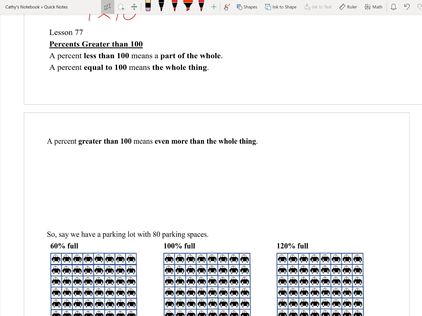Okay, this is lesson 77, and we're talking about percents greater than 100. So a percent less than 100% means part of the whole. So a fractional part, like if you have 50% of something, you have half of it. So it's not the whole thing, it's part of it. But if you have a percent that's more than 100, like 150% or 175% or 200%, then you're talking about more than the whole thing. All right, so a percent greater than 100 means even more than the whole thing.